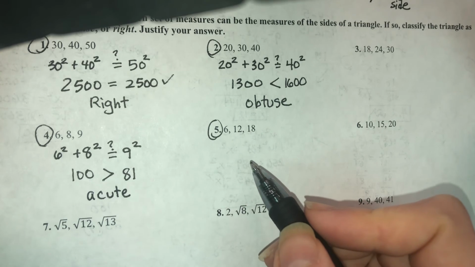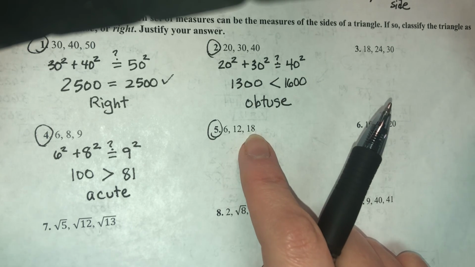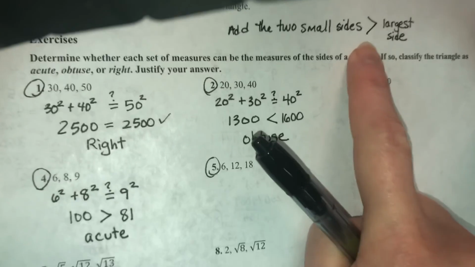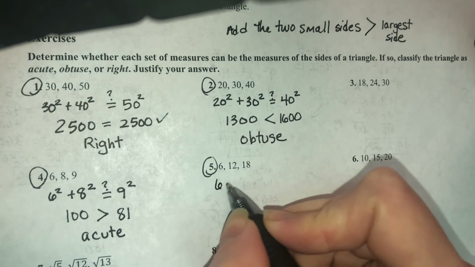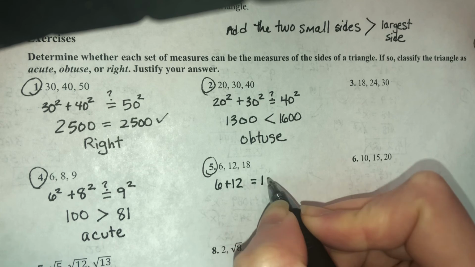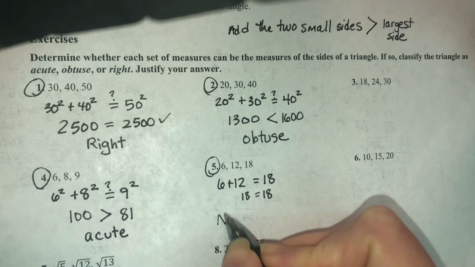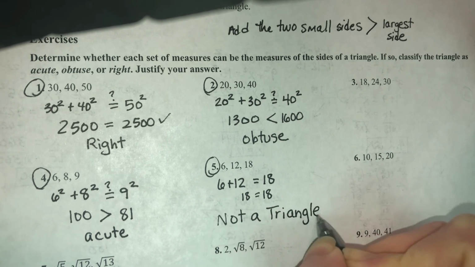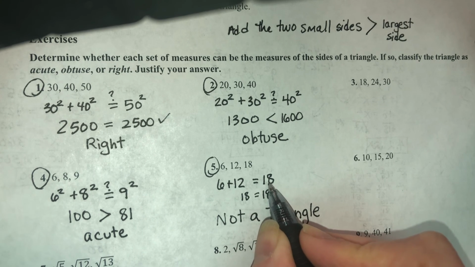Okay, here's our last one. Add the two little sides. 6 plus 12, that equals 18. Uh-oh, the longest side is 18. That's the same thing. It has to be greater than the largest side to make a triangle. So since 6 plus 12 is equal to 18, this is not a triangle, because the two shorter sides added together must be greater than the biggest side.